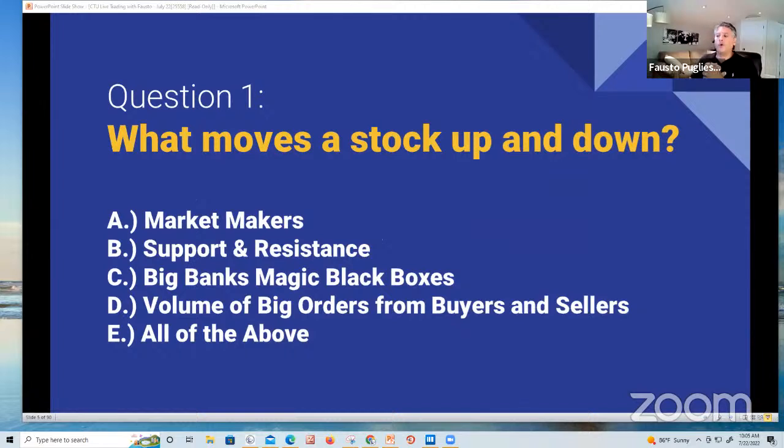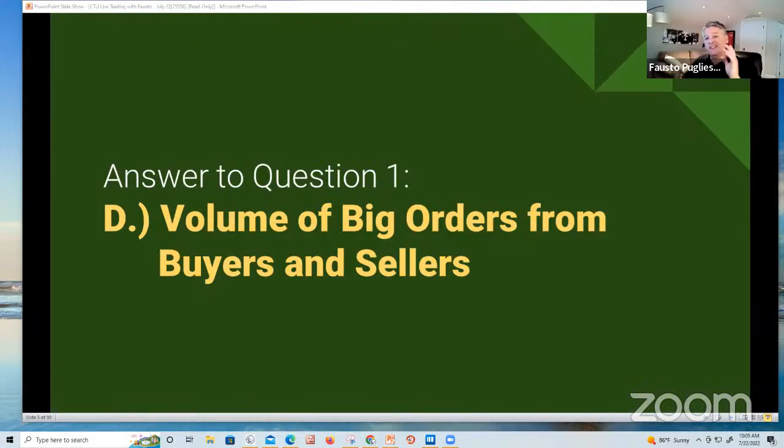All right, first of all, the first question I asked everyone was, what moves the stock market? What makes it go up and down? The options were market makers, support and resistance, big banks and their magic black boxes, all of the above. But the correct answer was D: volume of big orders from buyers and sellers is what moves the market.